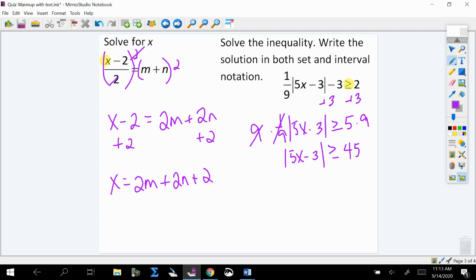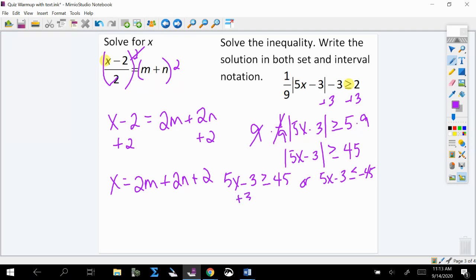Now with a greater than, we turn it into an or inequality. So the way we write an or inequality is we write the original inequality, just drop the bars. And then we say or 5x minus 3 is less than or equal to the opposite of 45. So when you have your greater, it's an or, so everything goes opposite directions. So you're going to have one piece that's bigger than the positive, and you're going to have one piece that's smaller than the negative, creating that opposite look.